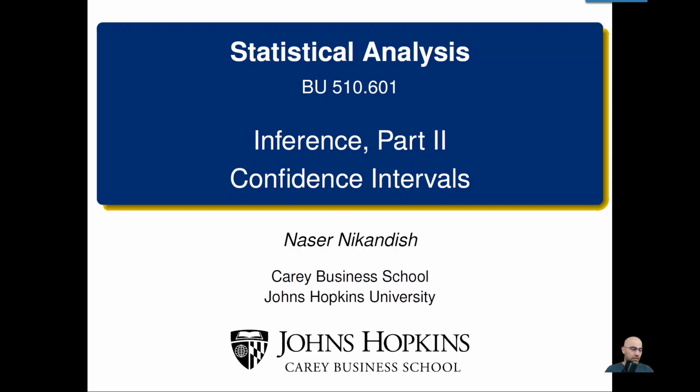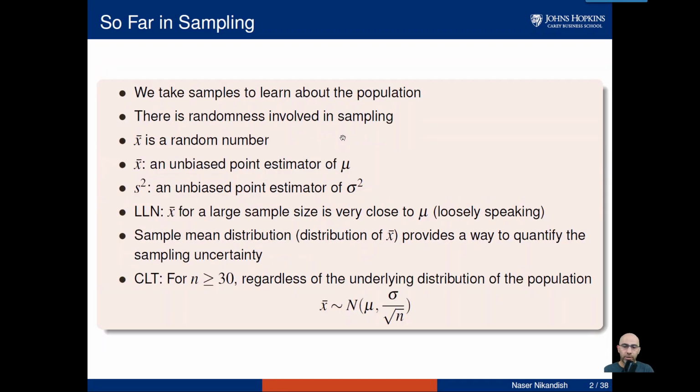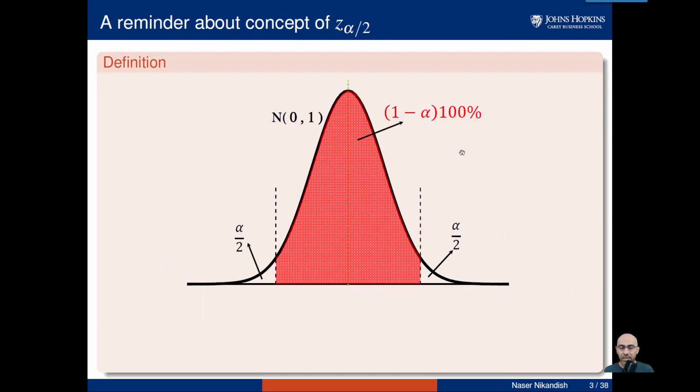All right, everyone, let's continue our discussion with inference. Remember that last time we talked about point estimators and we saw that the basis of reliance on point estimators is the law of large numbers, and then we moved on to developing intuition based on the central limit theorem. Roughly speaking, the central limit theorem says that the distribution of x bar, regardless of the underlying population distribution, is normal, for a big enough sample size.